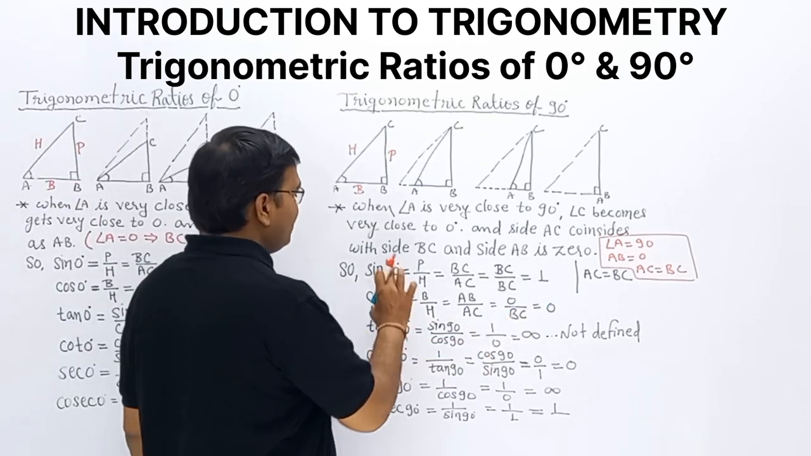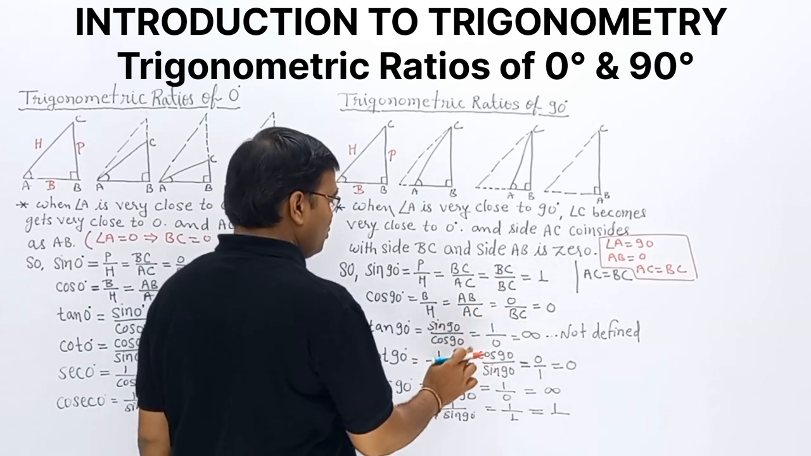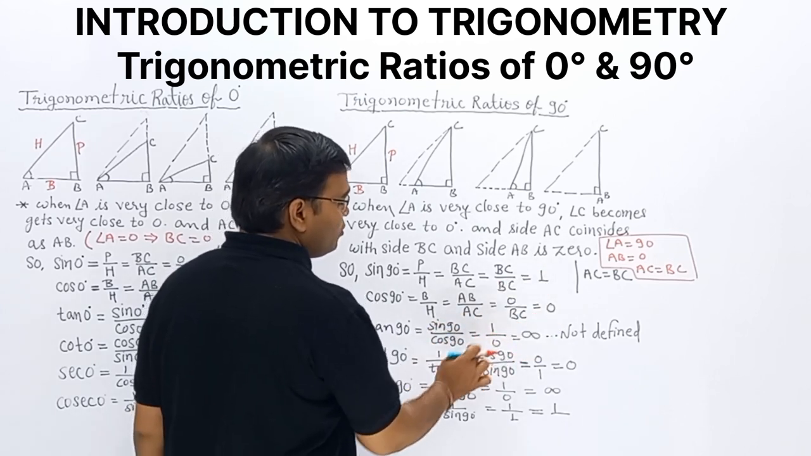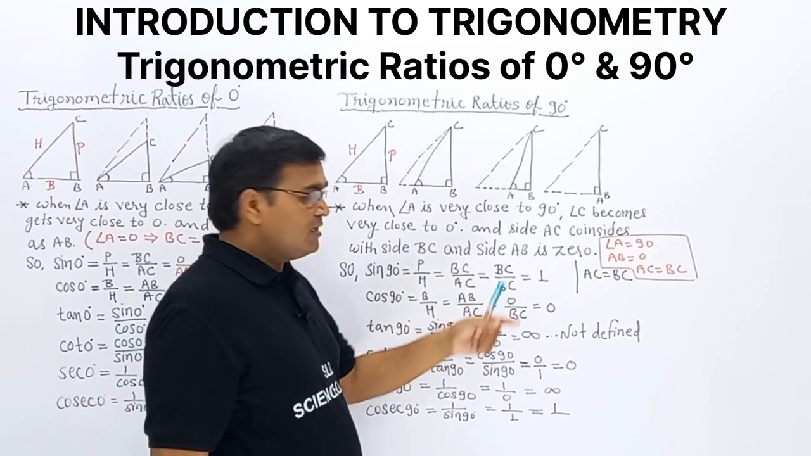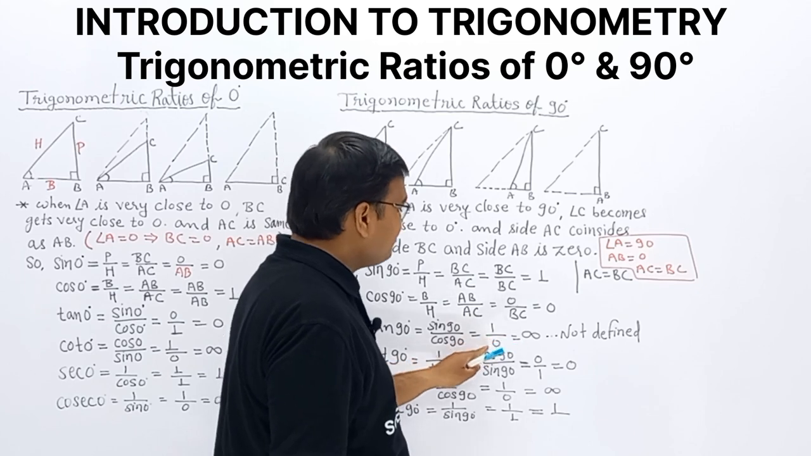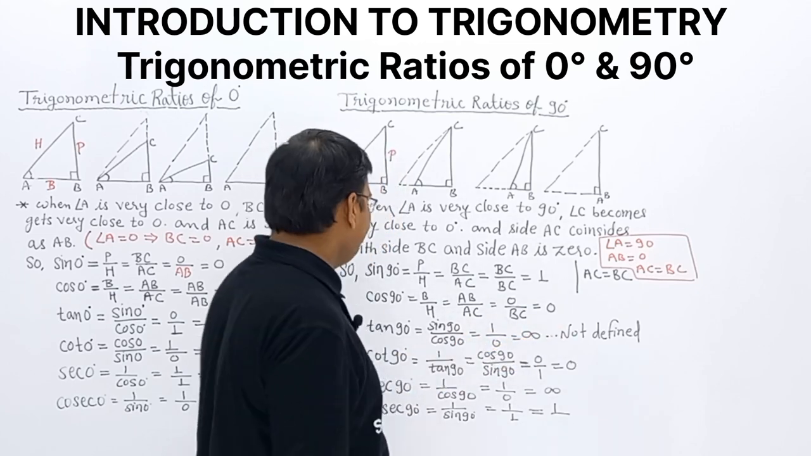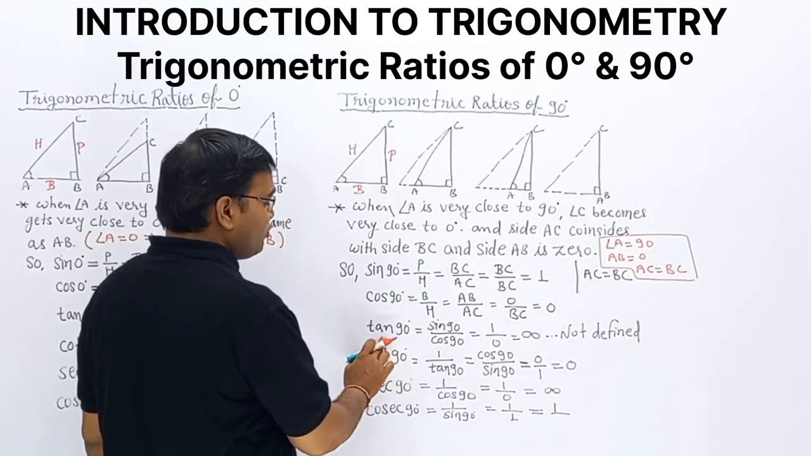Tangent 90 will be what? Ratio of both. Sin 90 upon cos 90. Sin 90 is 1. Cos 90 is 0. 1 upon 0. Denominator is 0. Numerator is any value. Denominator is 0. Then we are getting not defined value. Clear?